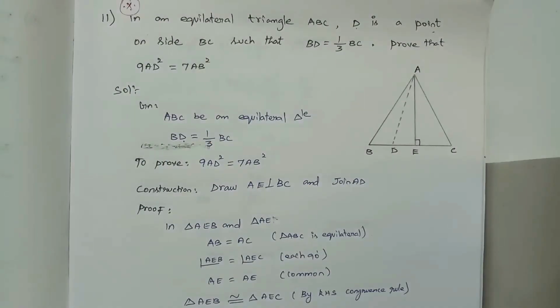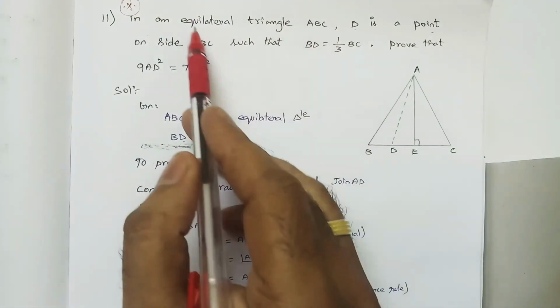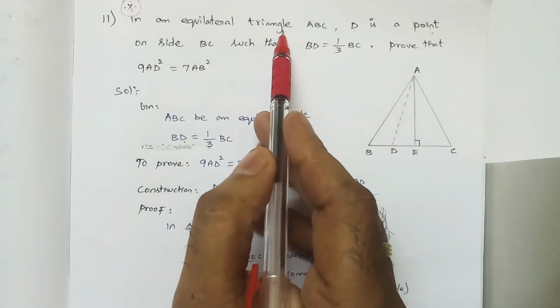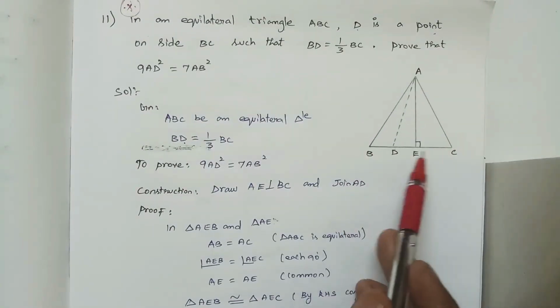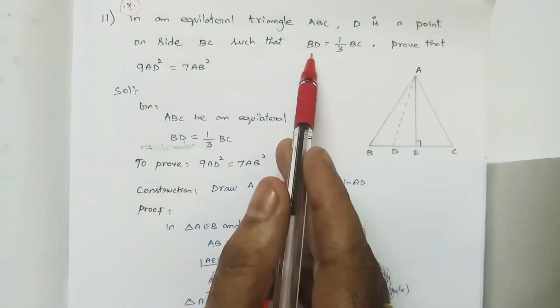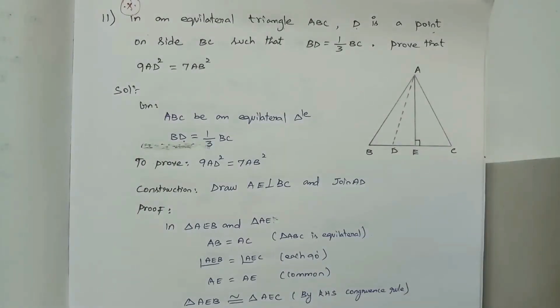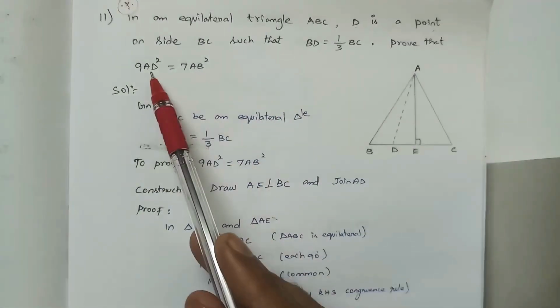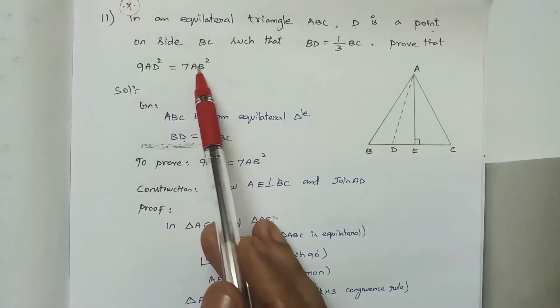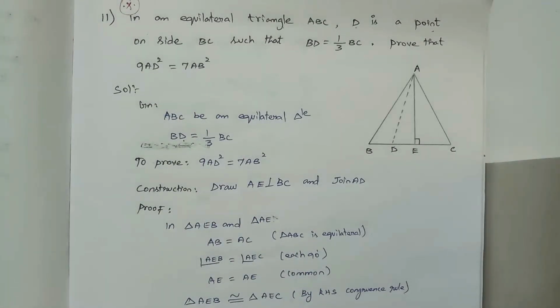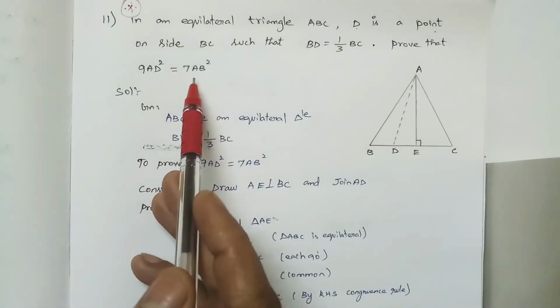Actually, they didn't say that it is any right angle triangle. Nothing is there. They have only given that ABC is an equilateral triangle, D is a point on side BC, and one more clue: BD is equal to 1 by 3 of BC. That is all that is given. So we want to prove that 9AD square is equal to 7AB square. Square is coming, so by using the Pythagoras theorem property alone, we can prove it.